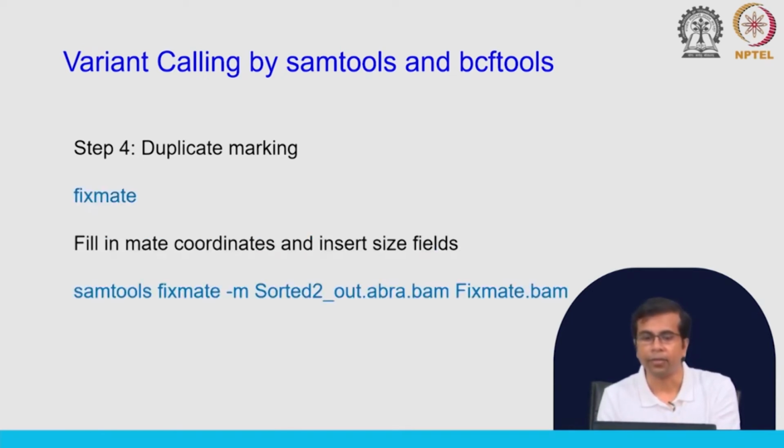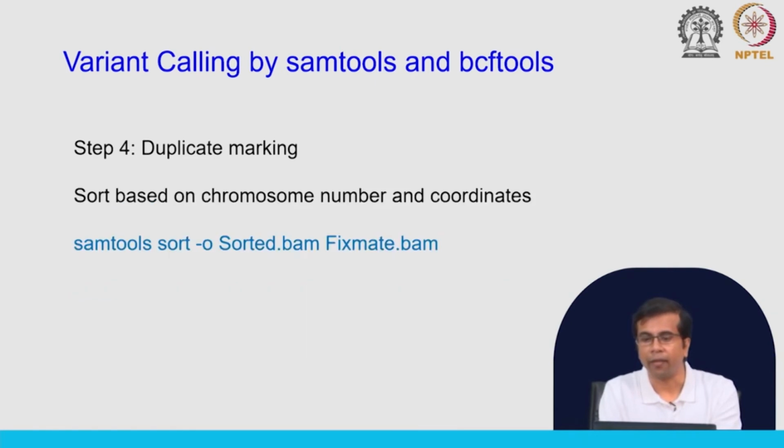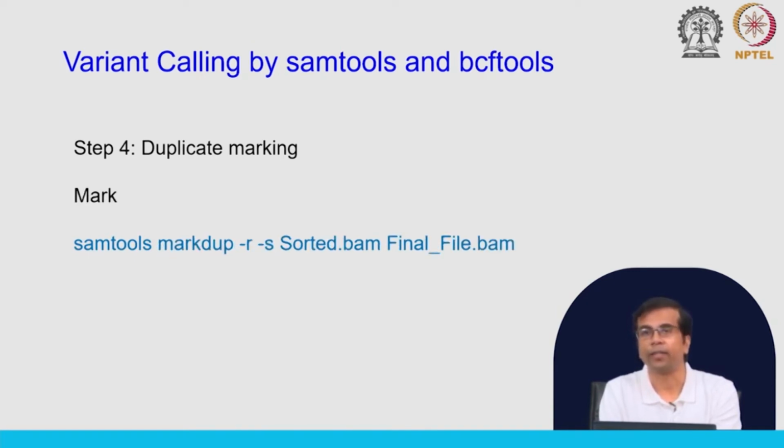Then we have to use something called the fixmate command. This will fill in mate coordinates and insert size. During duplicate marking, the program will compare these mate coordinates and insert sizes before it marks them. After that is done, we again have to sort based on chromosome number and coordinates, and these will be used for the actual marking step. So this is actually 4 steps.